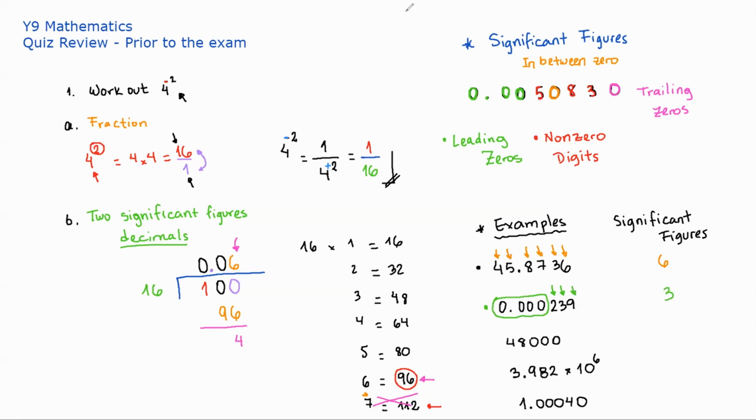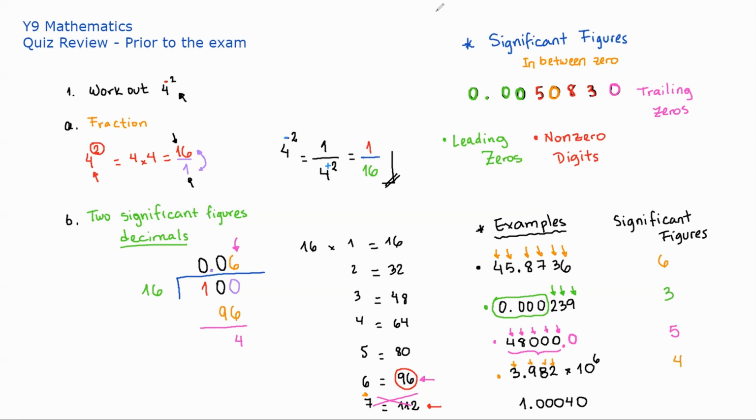Then we have 48,000. 48,000 can also be written as 48,000.0, right? Because in decimal form, we have to count all these digits. So the number of significant figures is the amount of numbers that we have there. 1, 2, 3, 4, 5. 5 significant figures. Then, this is the same example as the first one. All numbers are non-zero, so I'm going to have 4 significant figures.